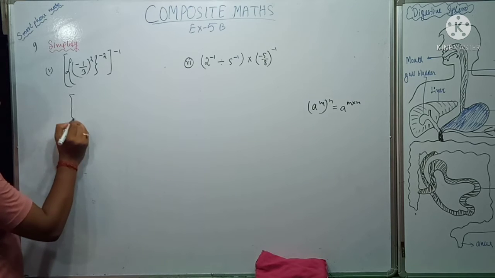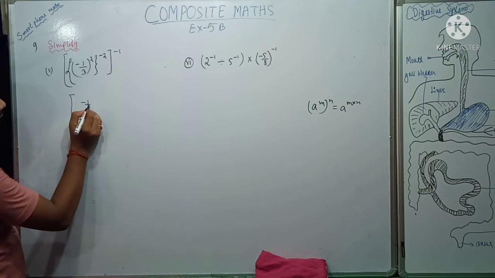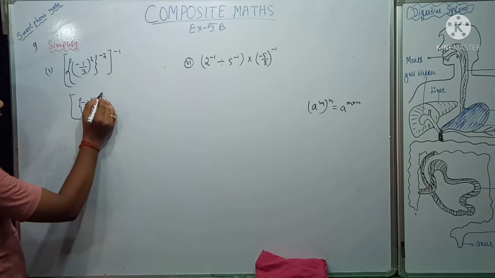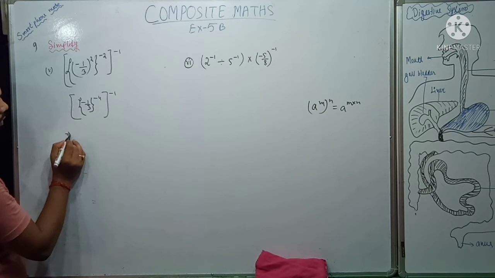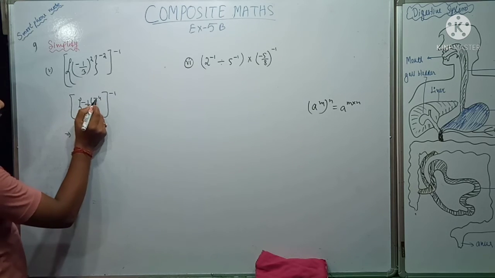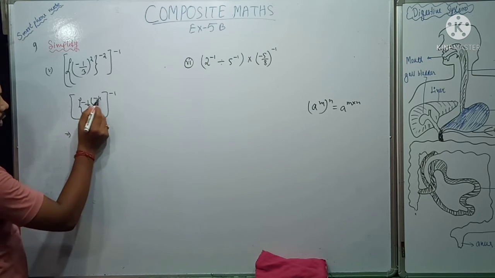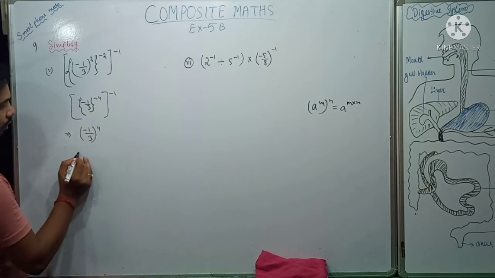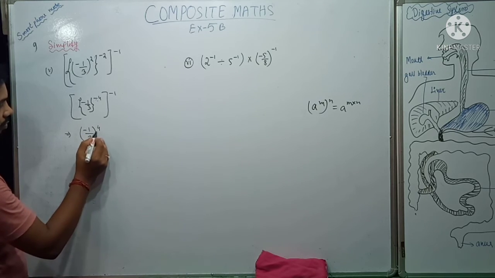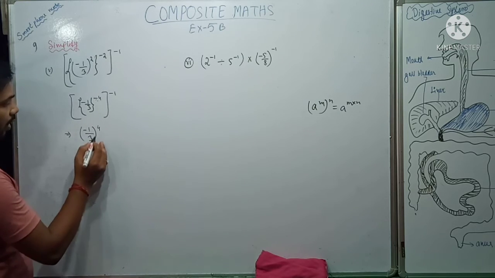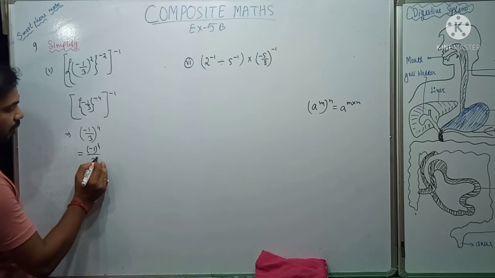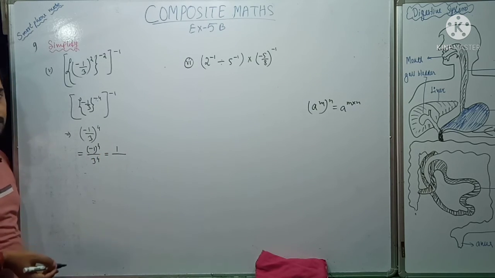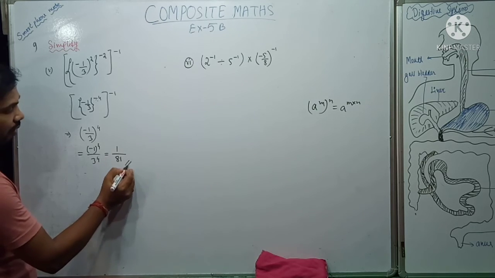So it is minus 1 by 3 whole power, 2 into 2 is 4, so it is minus 4. Now you see, here minus 4 and here minus 1, this power will be multiplied. So minus 4 into minus 1 is 4. So it is minus 1 by 3 whole power 4. Now you can separate the power. So it will be minus 1 whole power 4 by 3 power 4. Minus 1 whole power 4 is 1, since power is even, the minus sign is removed. 3 power 4 is 81. So it is 1 by 81.